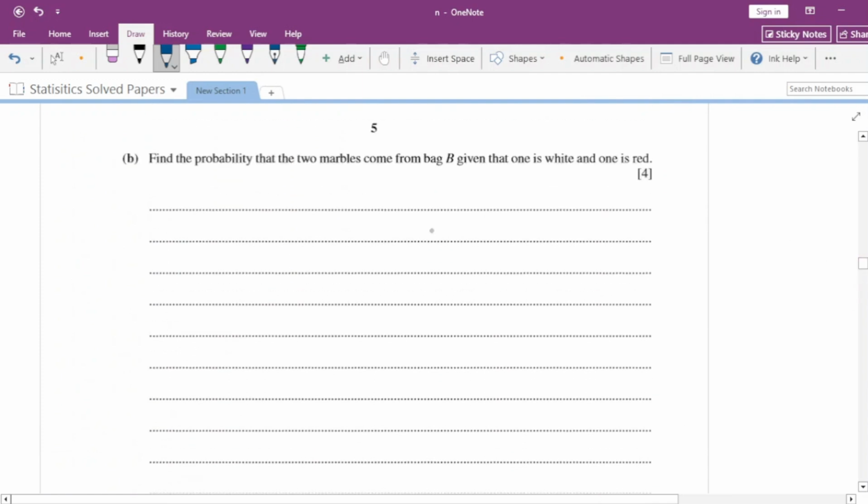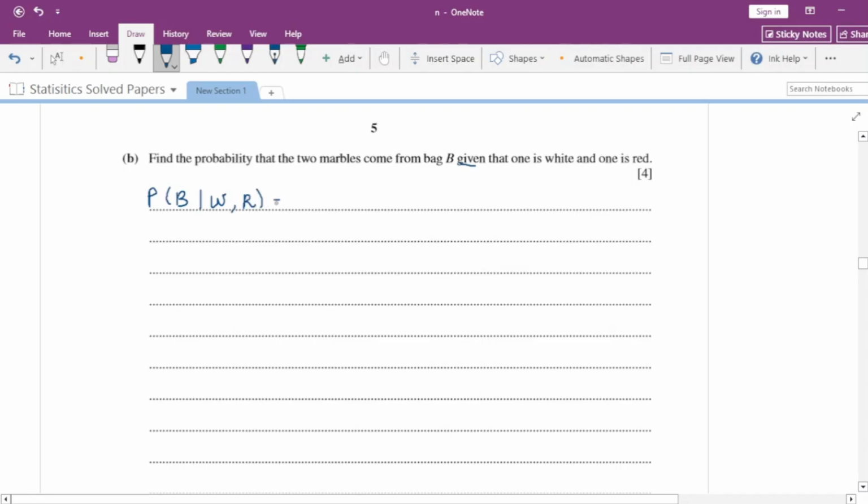Part B. Find the probability that the 2 marbles come from bag B, given that one marble is white and one is red. Now this question may just look a bit confusing because they are adding different probabilities here and there, left and right, but it's really just a conditional probability. You can first of all, of course, write down the statement. We want that the 2 marbles are from B. All right. Given that, given we are going to use the pipe symbol, given that one of the marbles is white and the other one is red.